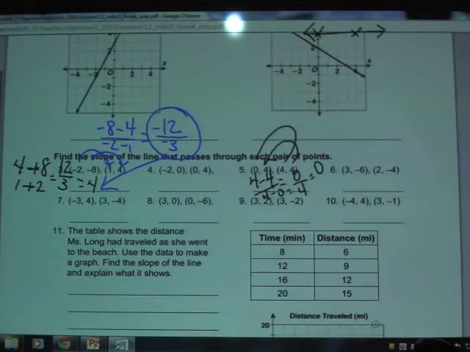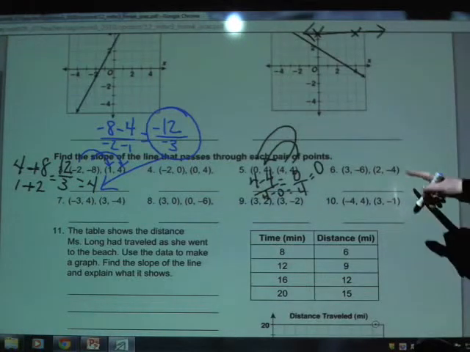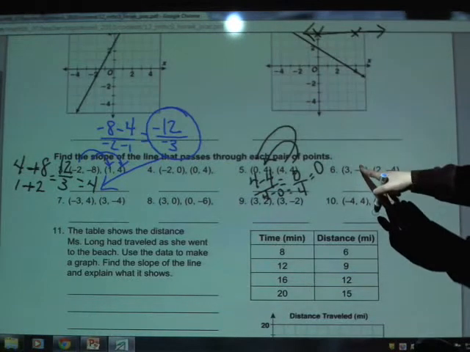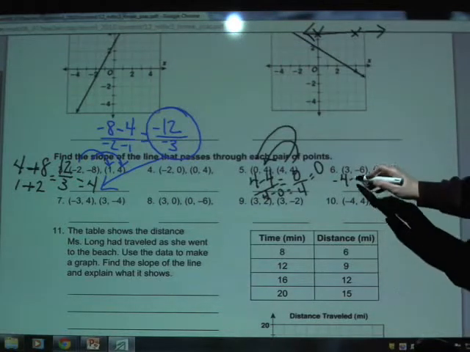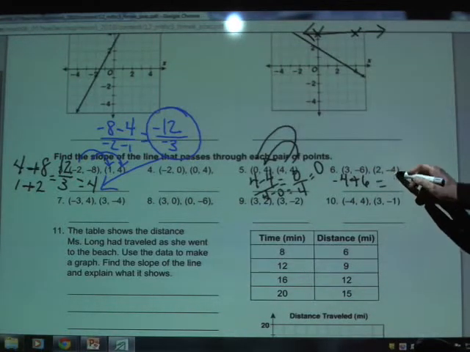Let's try one more, number 6. Again, start off, subtract the y values. So I'm going to do -4 minus -6. Minus a negative is going to change into plus, of course, so that's going to equate to 2.